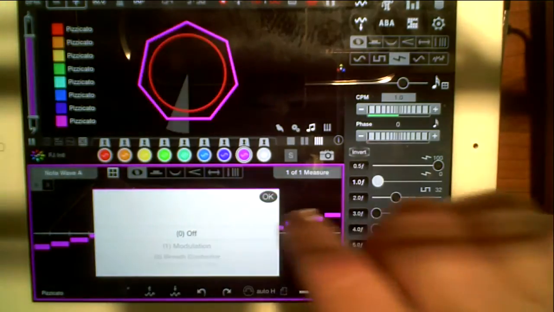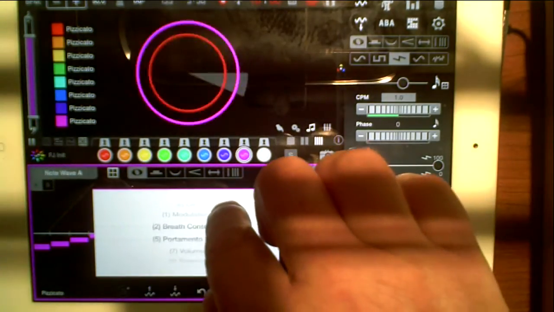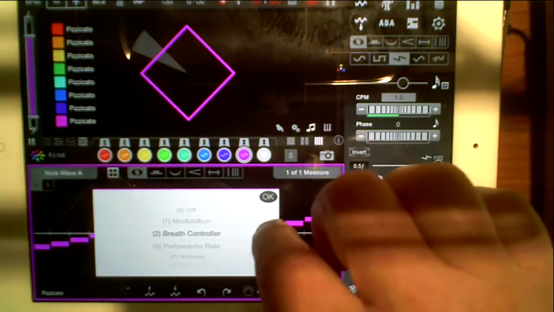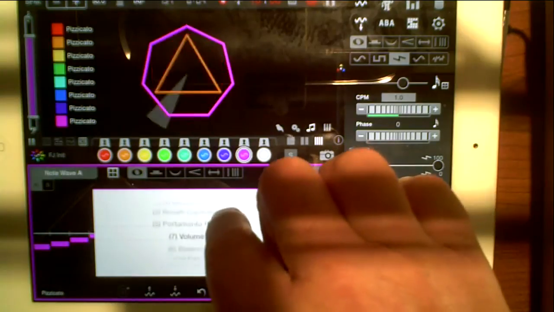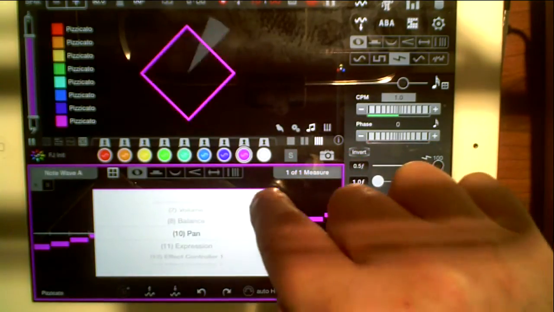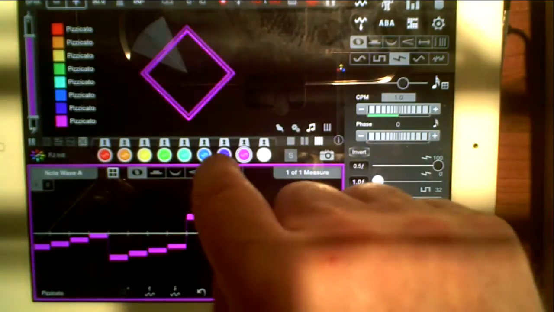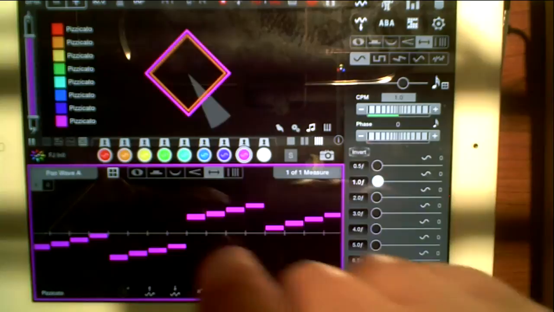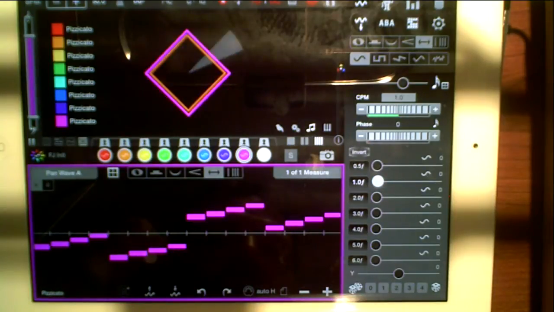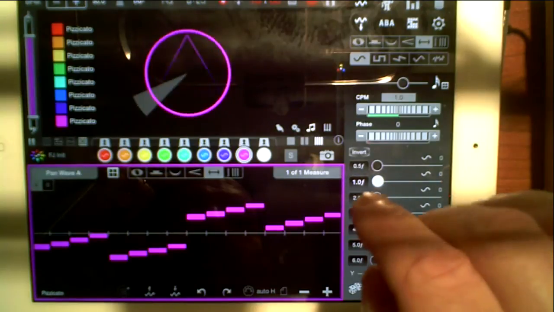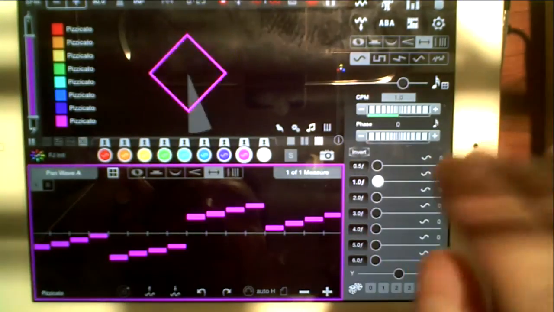You also have the pan wave right here. This can also be modified to different CCs. They would all be controlled by the pan function within the wave, so they're all going to be controlled by that, but you could have it control either pan or, as you saw, modulation or expression or various other CC functions as well.